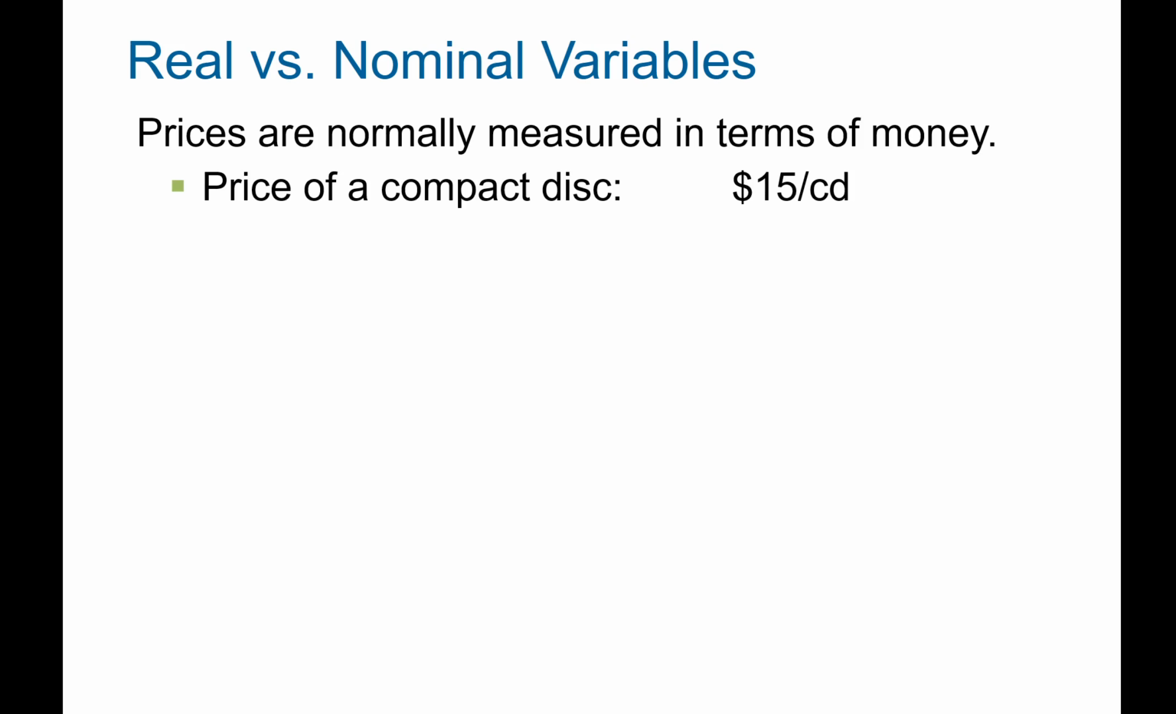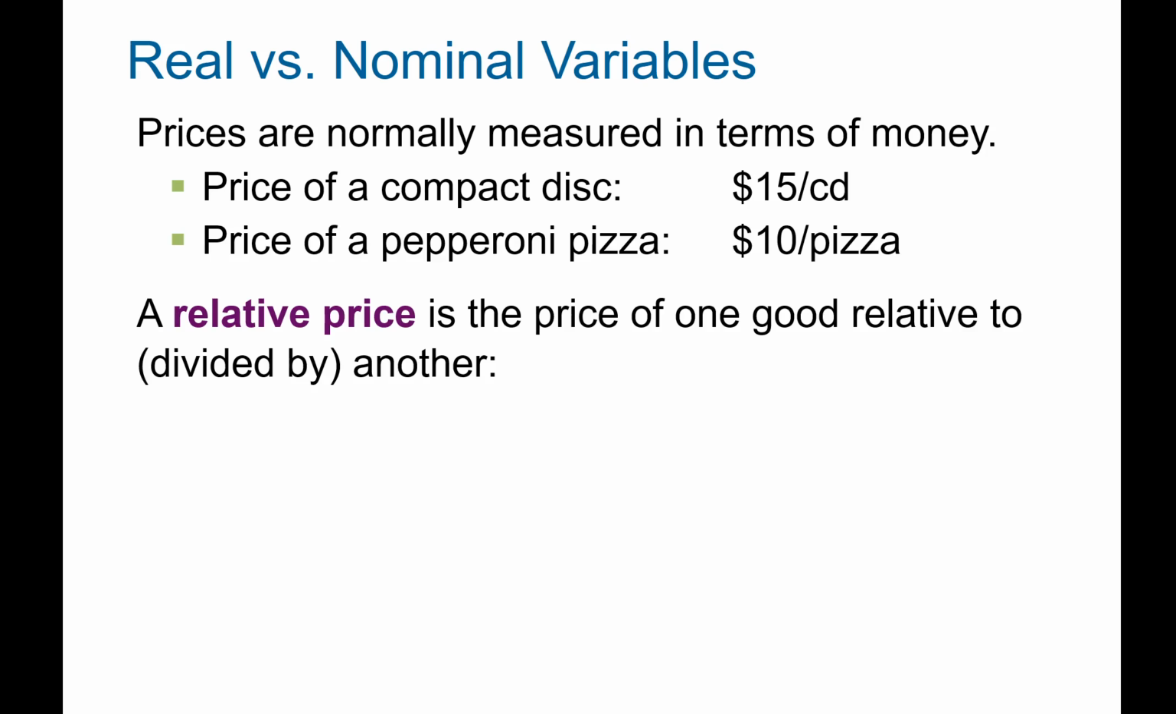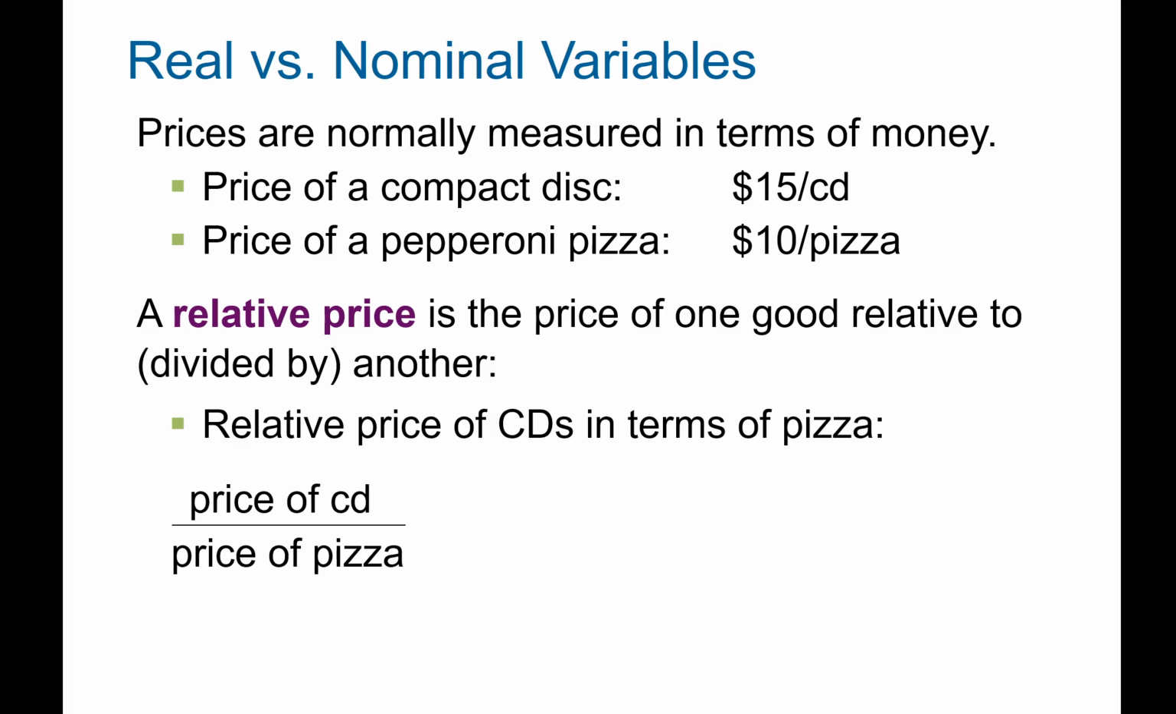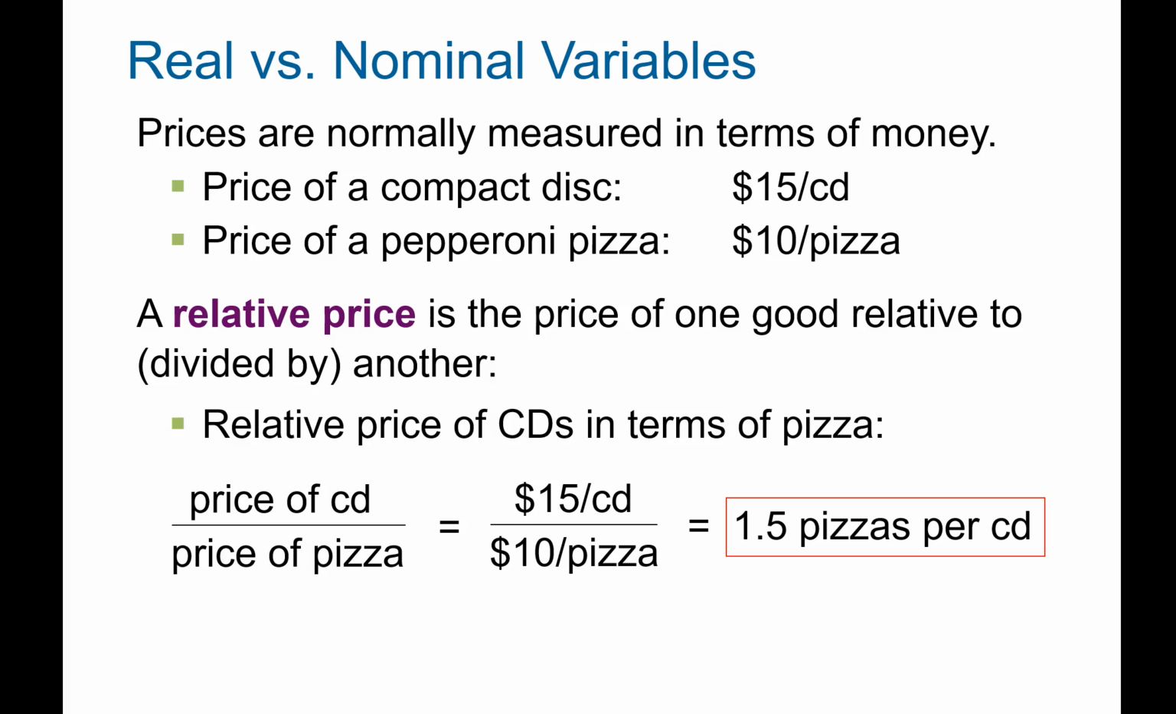Prices are normally measured in terms of money, right? We see that money serves as a unit of account, and so we can see the price of a compact disc, the price of a pizza, things like that. A relative price is the price of one good as it relates to another. And so when we say relative, we're talking about a ratio between two things. So a relative price of CDs in terms of pizza would be the price of a CD divided by the price of a pizza. And if we use the numbers that we have here, we could do a simple calculation and we could say 1.5 pizzas per CD.